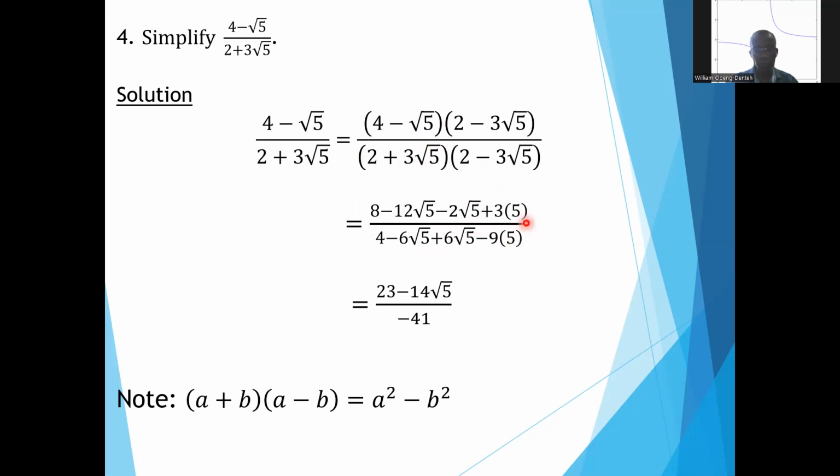Then we try to simplify both the numerator and the denominator. Now over here we have our 8. Then we have 3 times 5, which will give us 15. So when we add it to our 8, we'll get 23. Over here you have negative 12, then we have our negative 2, so we'll get negative 14 root 5. Now, if you look at the denominator, you see that negative 6 root 5 plus positive 6 root 5 will clear. Then we get 4 minus 9 times 5.